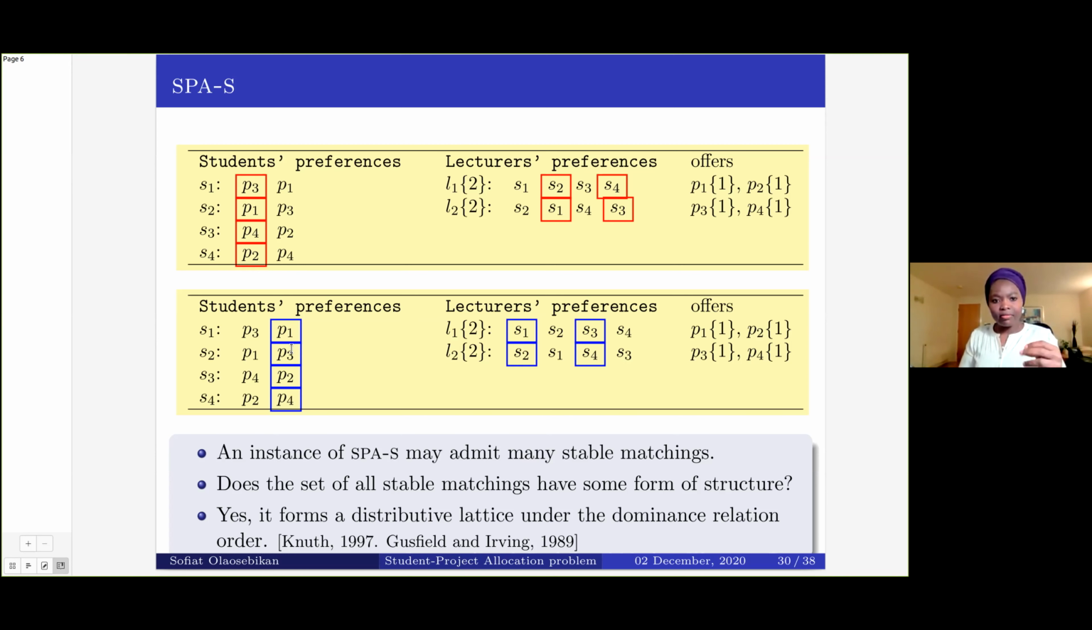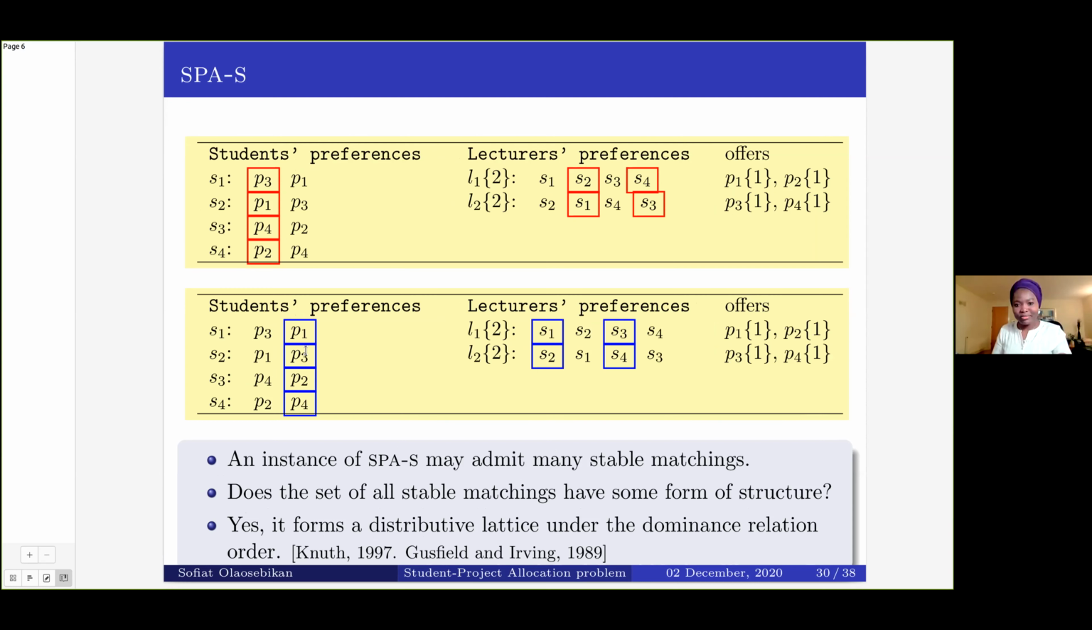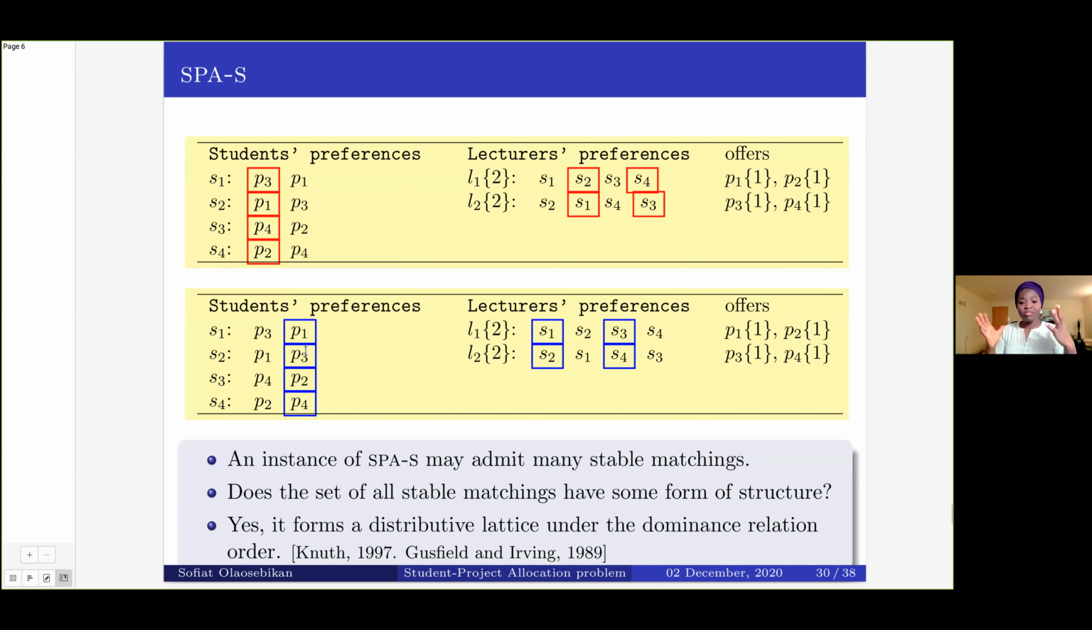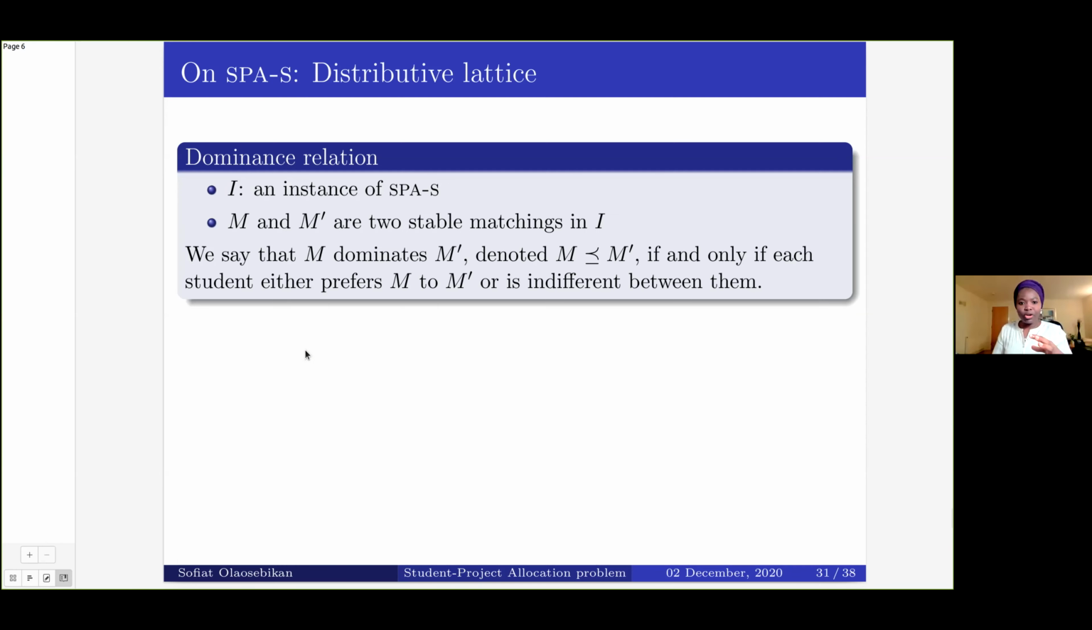And forewarning, there's going to be a little bit of content coming, but don't read, just listen to me. I have just put them there for completeness again. All right, so what we have here is the definition of a dominance relation, because a distributive lattice exists for a set under a dominance relation order. So for us, we define a dominance relation in SPA-S as this precedes relation, and we say that a matching dominates another matching if each student prefers it to the other or they are indifferent.